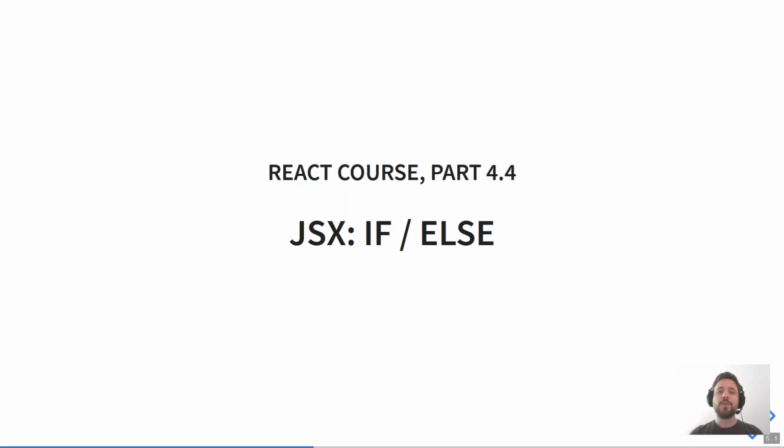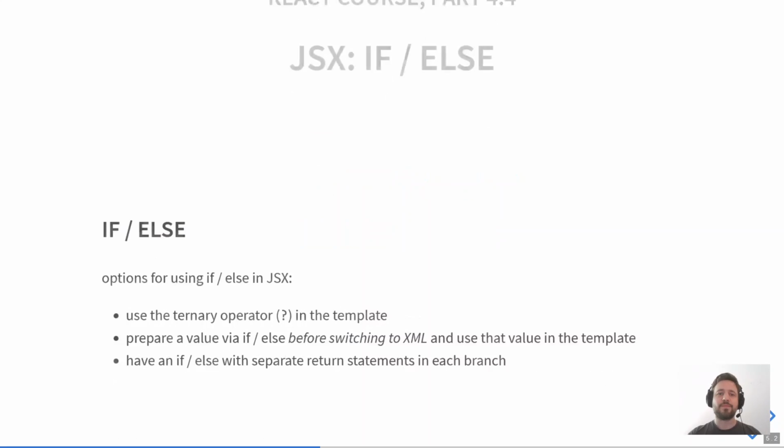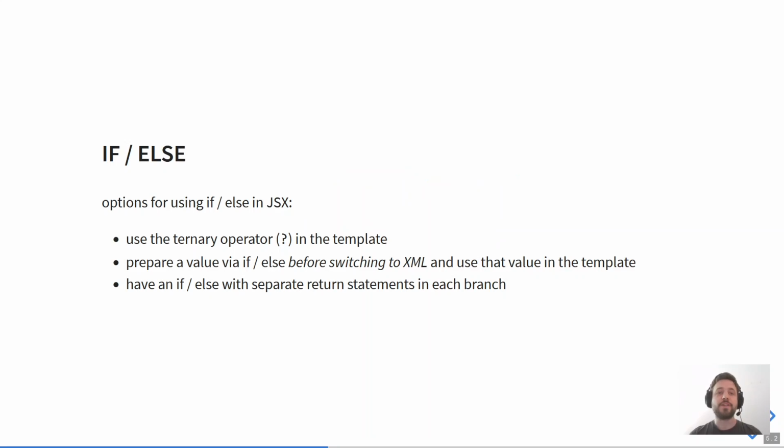In this video, we'll see how we can do conditional rendering in JSX. For example, displaying one thing or another thing based on some state. In JSX, there are multiple options for doing conditional rendering. We can use the ternary operator, which is written as a question mark in the template.